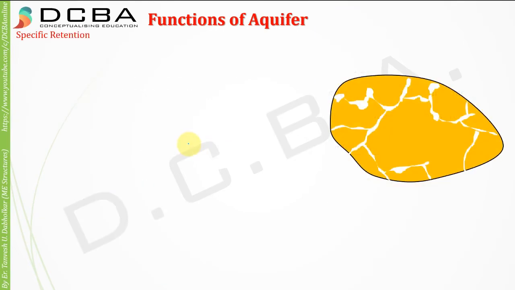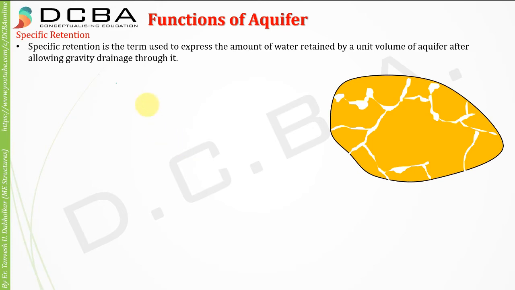Alright. The next is specific retention. So specific retention is the term used to express the amount of water retained by a unit volume of aquifer after allowing gravity drainage through it. So as I told you previously, the volume of voids will have two types. First, it will hold water, and second, it will allow the drainage.